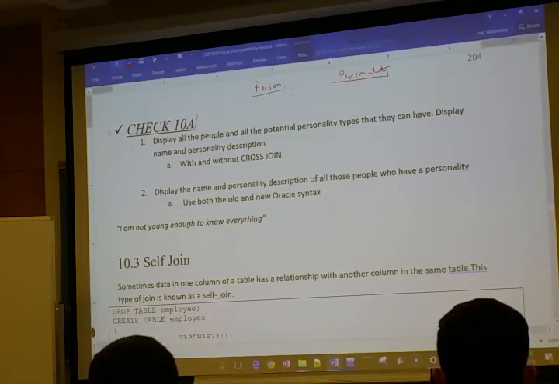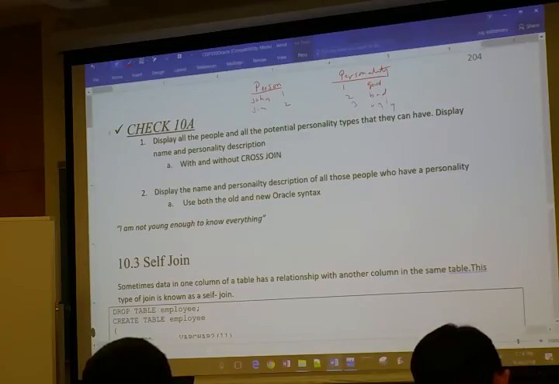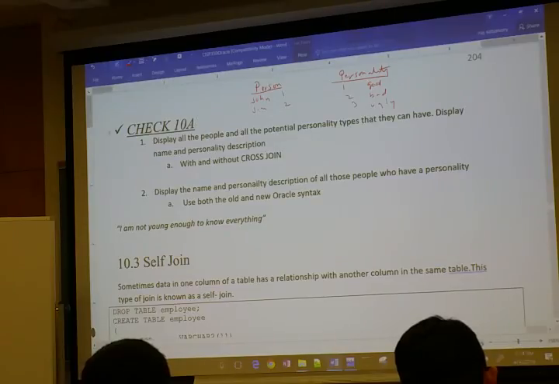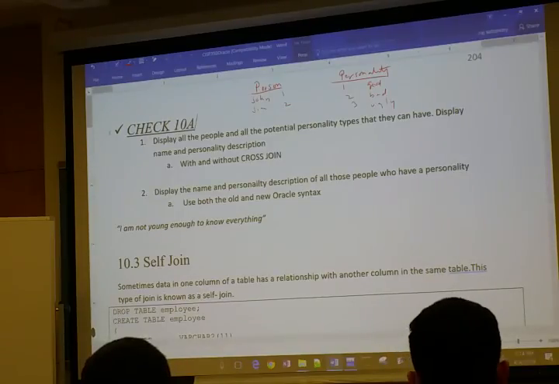Okay, so we have John with personality 1, and Jill with personality, let's say 2. And we say 1 is good, 2 is bad, 3 is ugly. Okay, so we have that. Now it says, why don't you go ahead and go with this cross join. So how would I do it to see all the people with all the different potential personality types they could have? What would that syntax look like?